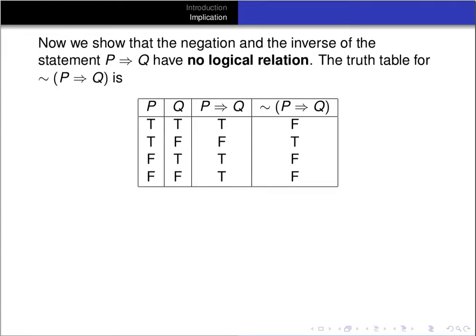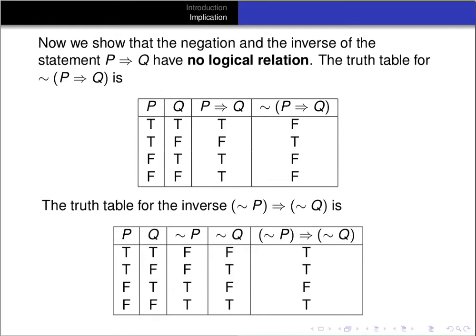Okay, what about the negation of the statement and the inverse? So these are two that are often confused. The negation of P implies Q is not the same as the inverse. They have no logical relation. So you can see here the truth table for the negation of P implies Q. So first we have the truth table for P implies Q, and then we just negate that truth value. And if you look at the truth table for the inverse of the statement, then you can see that they don't always give the same truth values.